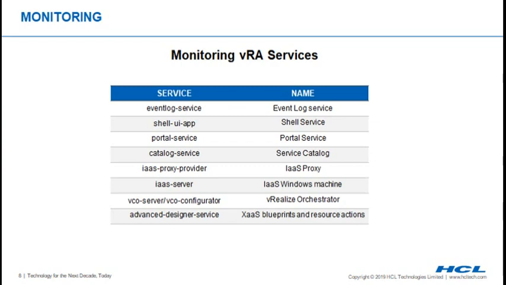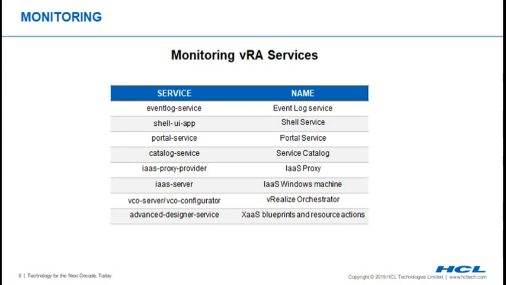Then comes the portal service and the catalog service, along with the shell UI service, which power up the UI core services. Then the catalog service as well as the notification service or the approval service power up the service catalog group or the governance services. Next, the IaaS proxy provider or the IaaS server power up the IaaS services group.